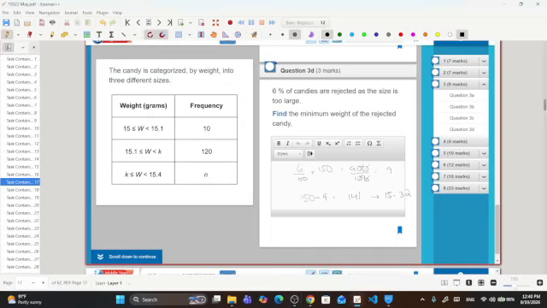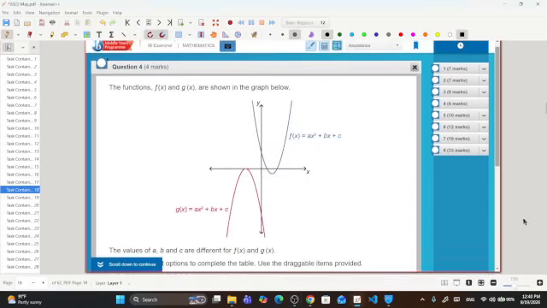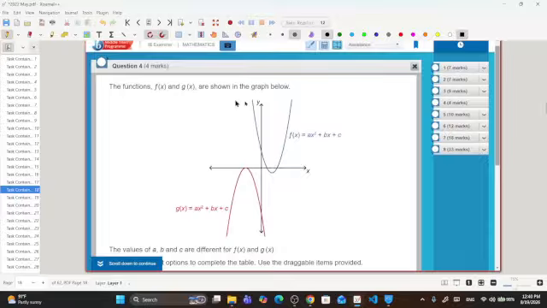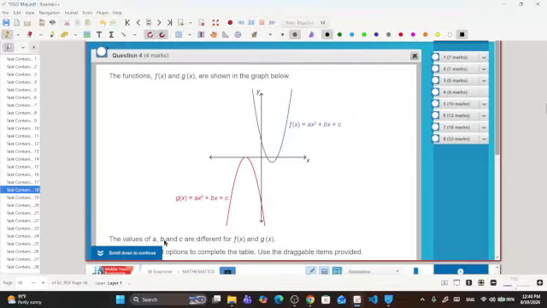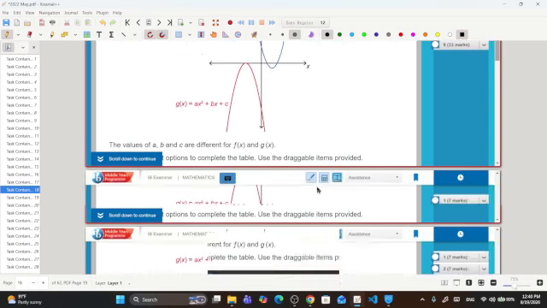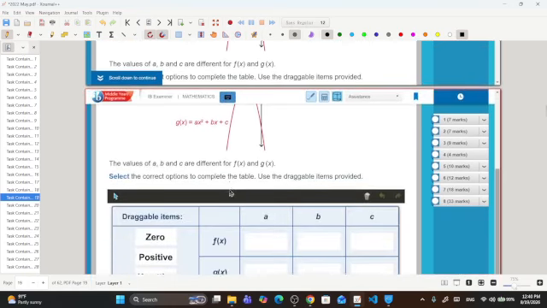The next question says, the functions f of x and g of x are shown in the graph below. This is a quadratic equations question. The values of a, b, and c are different for f of x and g of x. Select the correct options to complete the table.